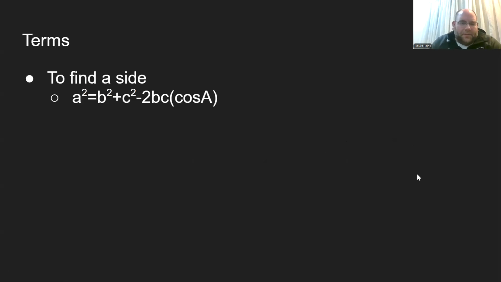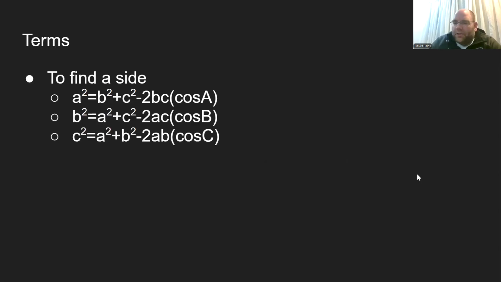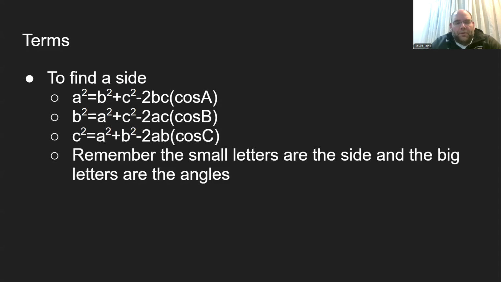Just to find a side, we got three different equations based on our triangles, right? So we got a squared equals b squared plus c squared minus 2bc cosine A. Remember, big A is an angle, little a is a side, and those two are across from each other. Depending on what we have, these are all the same equation, just used with different letters as you go. So you could always just think of it as one, whatever you're trying to solve for, and then you have the other ones as we go here.